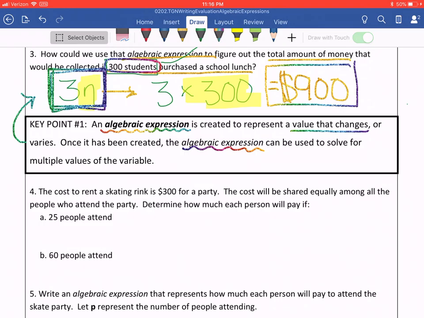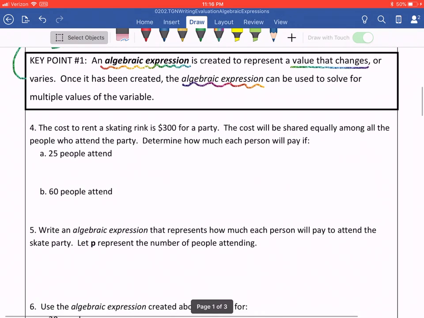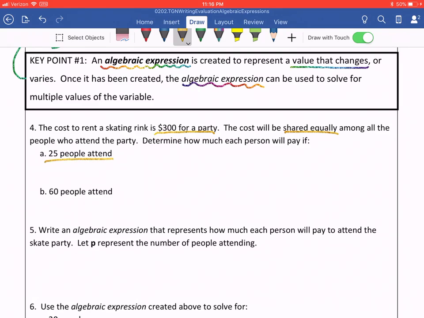Let's keep this in mind as we move on to number 4. The cost to rent a skating rink is $300 for a party. The cost will be shared equally among the people who attend the party. Determine how much each person will pay if 25 people attend, 60 people attend. So we have $300 being spent for this party. And the people who are attending the party want to share that cost equally.